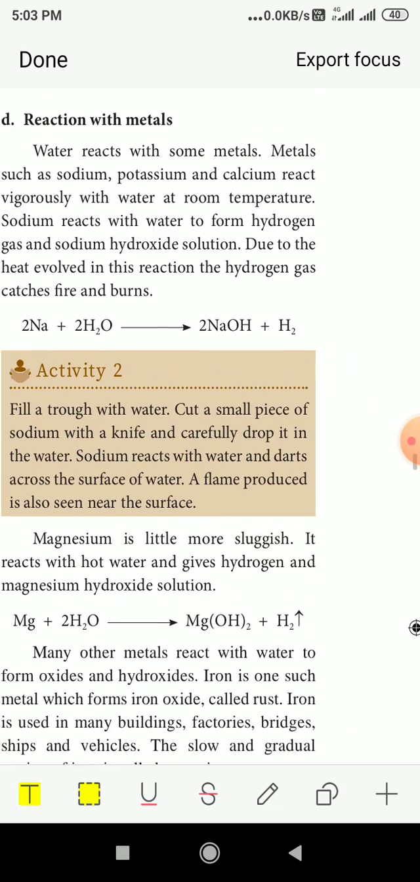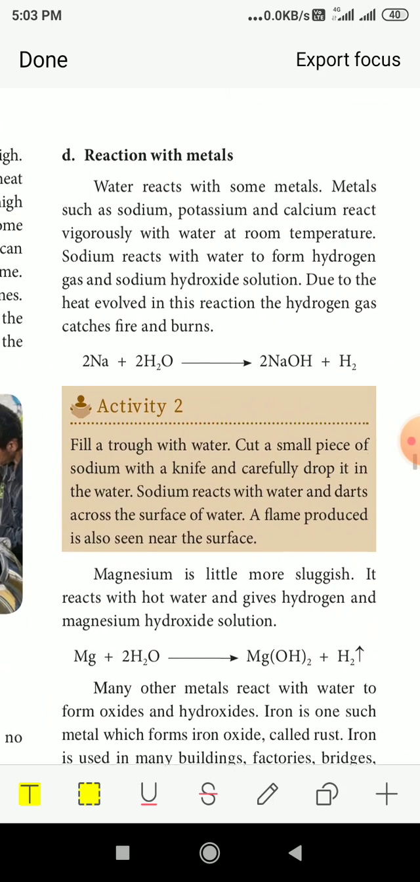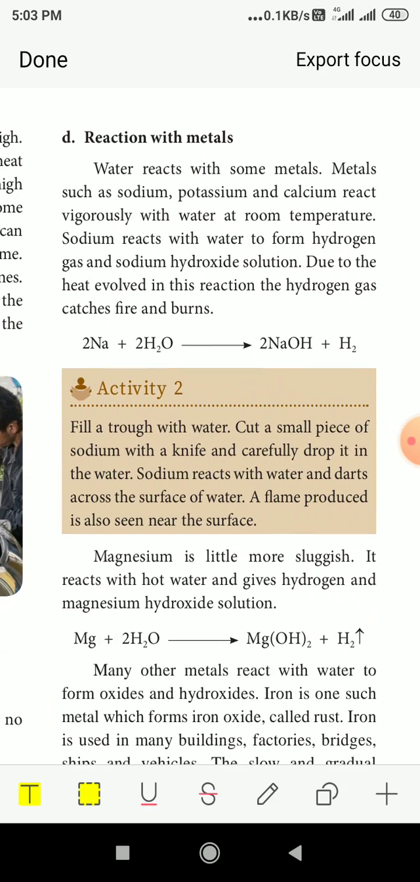And the next reaction is with metals. Water reacts with some metals such as sodium, potassium, and calcium, which react vigorously at room temperature. Sodium reacts with water to form hydrogen gas and sodium hydroxide solution. So some metals like sodium, potassium, and calcium react with water at room temperature.